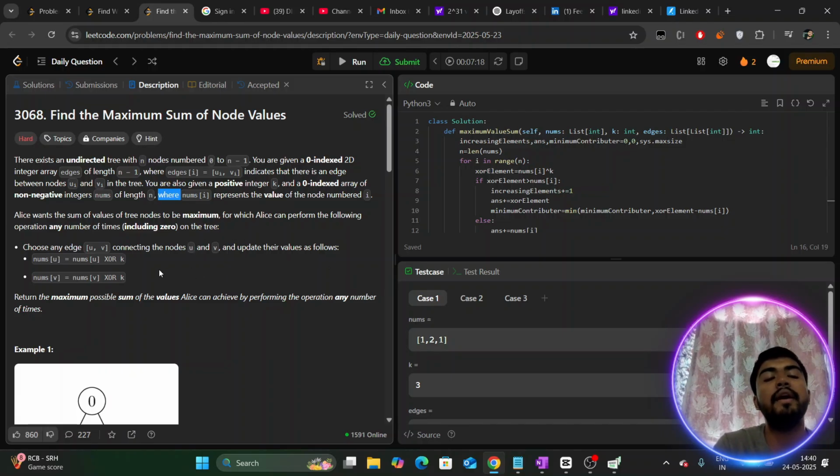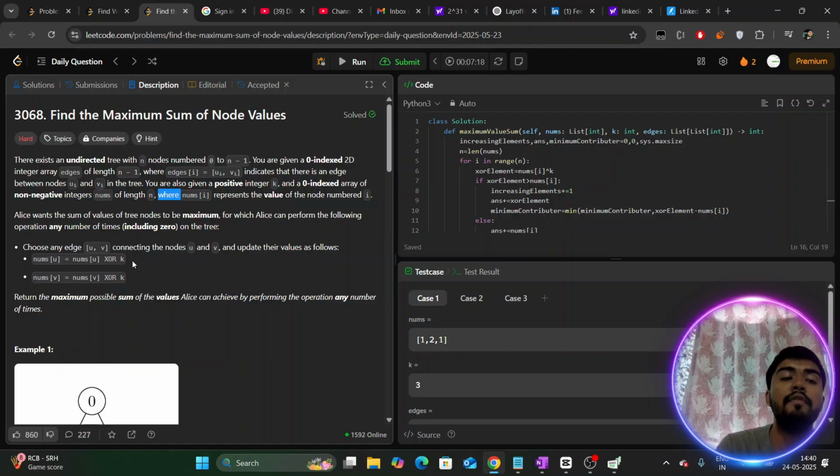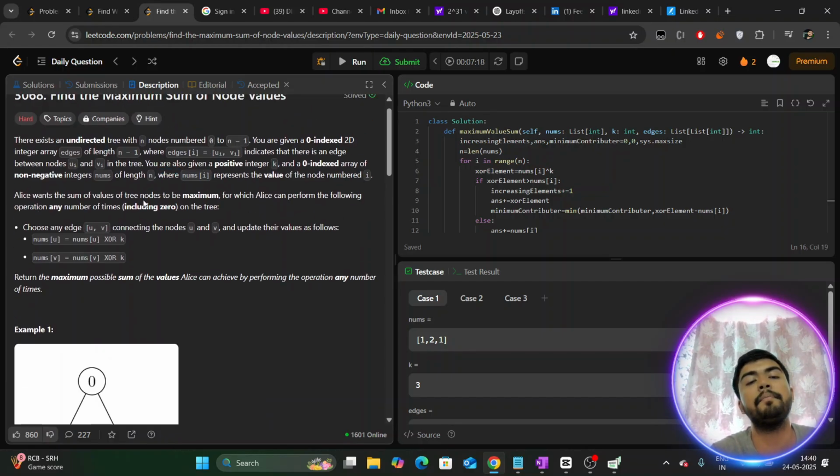So Alice is allowed to select an edge from the tree and XOR the node values with k. nums[u] becomes nums[u] XOR k, and nums[v] becomes nums[v] XOR k. In this way, return the maximum possible sum of the values Alice can achieve by performing the operation any number of times. She is allowed to perform this operation any number of times.